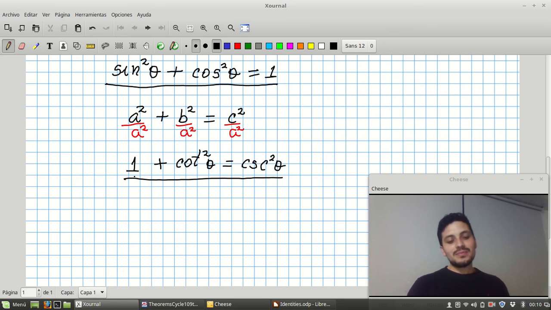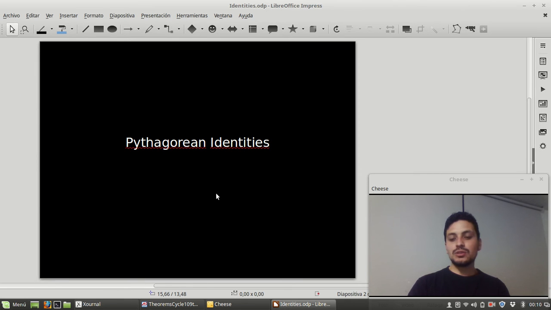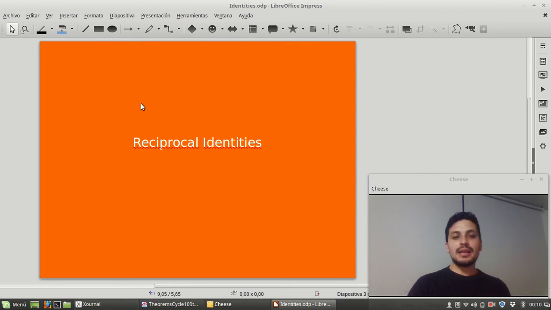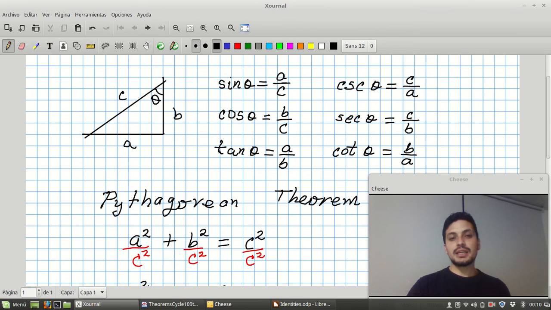Now, as we could do it with the Pythagorean identities, we're going to set the next, which are the reciprocal identities. Reciprocal identities are actually pretty easy to find just by checking here. That is, sine is a over c and cosecant of the angle is c over a. So look at that, this is the reciprocal of this. Okay, so we can see that here.